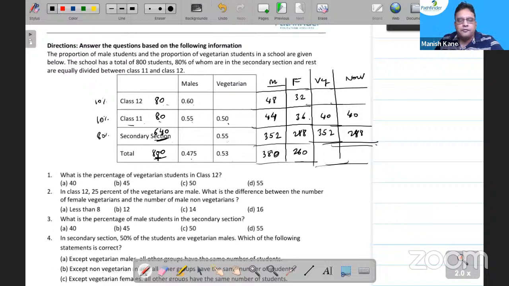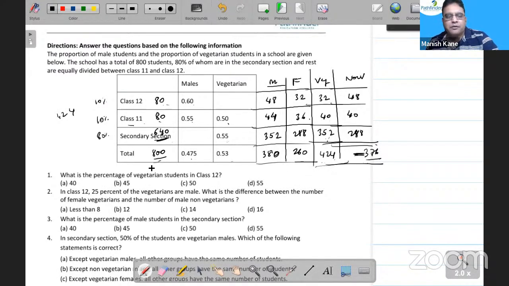Correct? And of the total, how many are vegetarian? So 53% of 800. 4 carry over 2, 8 5s are 40. So 424 are vegetarian, out of which 392 are here. So 8 plus 24, 32 class 12 students are veg. So obviously 48 are non-veg. And this difference between 800 and 424, so 376. This is the total number of non-veg eaters.